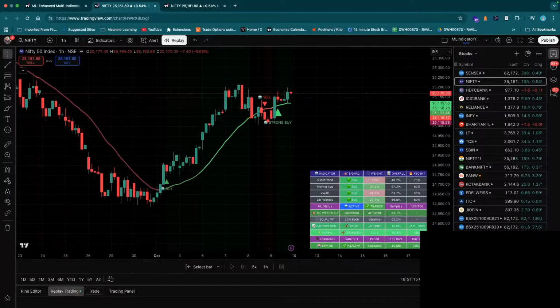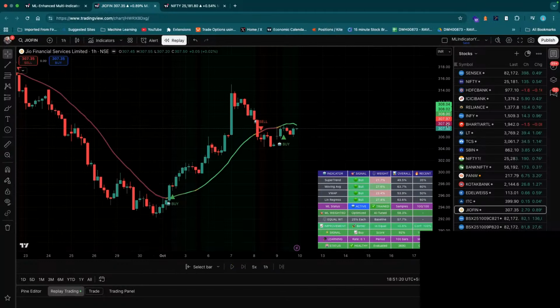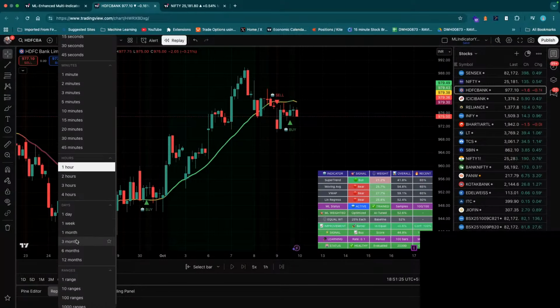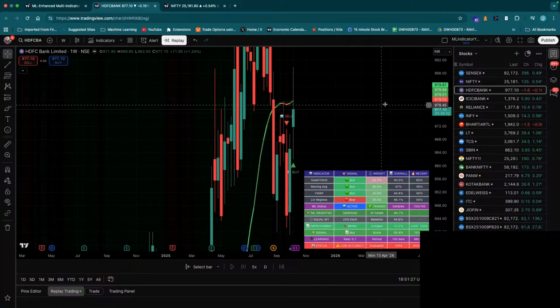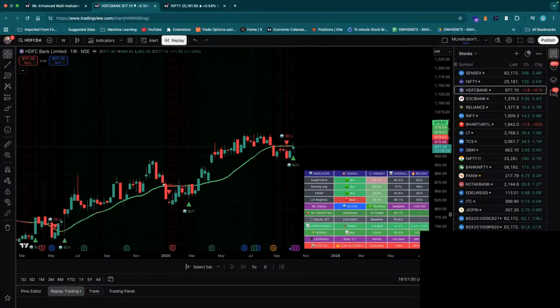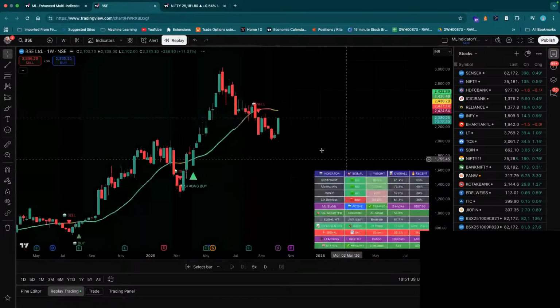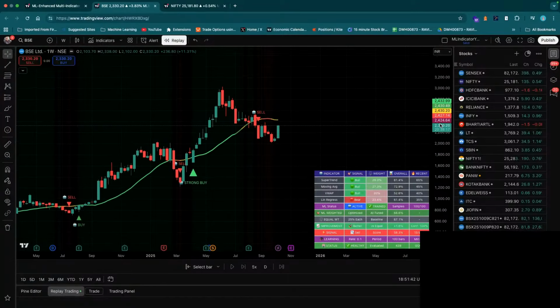Can you use it for weekly? Of course, yeah, you can use it for the weekly time frame. In fact, the longer you go, the better the signals would be. So let's get on to the weekly time frame. Suppose you take HDFC, we should not take it because it's a highly manipulated stock. Let's take BSC. All right. So in BSC we got one buy signal on April 7th, 2025.